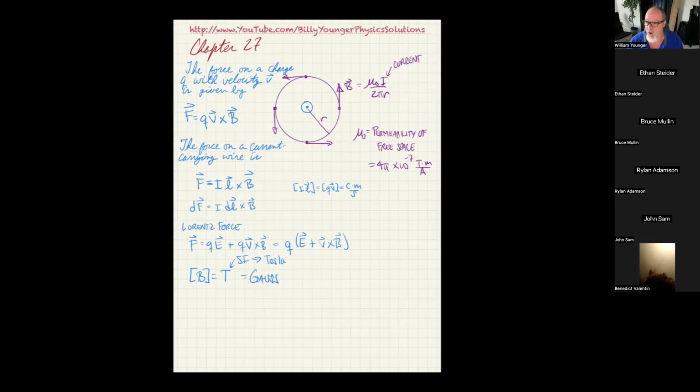I will also say that the North magnetic pole of the Earth is actually a South magnetic pole. And you should know that because the North pole of a compass, which is a magnet, points towards the magnetic North pole. So North only points towards South, and South only points towards North. Opposite poles attract and like poles repel. Now, I've given you enough background information to go through chapter 27 and to start solving physics problems.